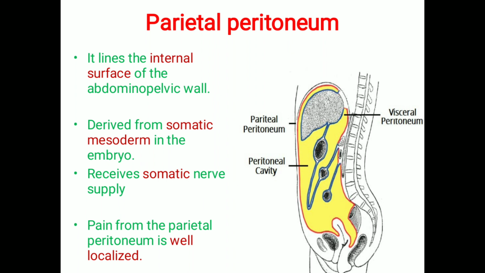Now come to the parietal peritoneum. Parietal peritoneum lines the internal surface of the abdominopelvic wall. It is derived from somatic mesoderm in the embryo. It receives the same somatic nerve supply as the region of the abdominal wall that it lines. Therefore, the pain from parietal peritoneum is well localized, and this parietal peritoneum is sensitive to pressure, pain, laceration and temperature.